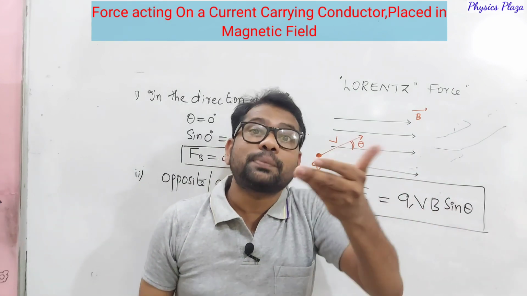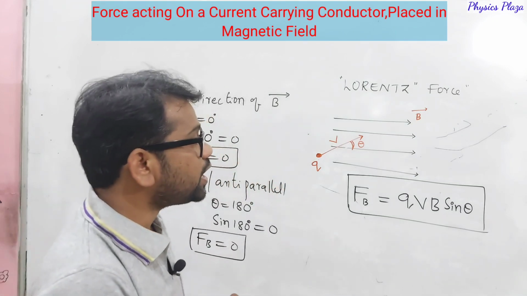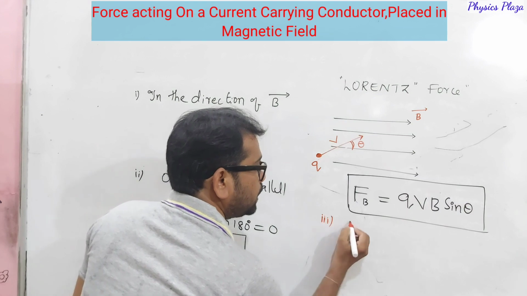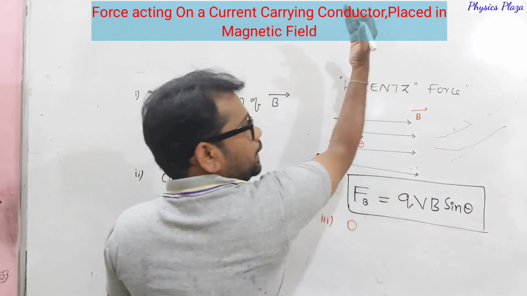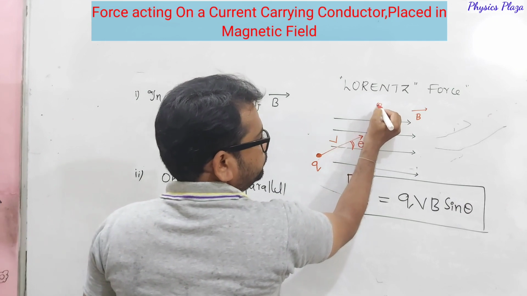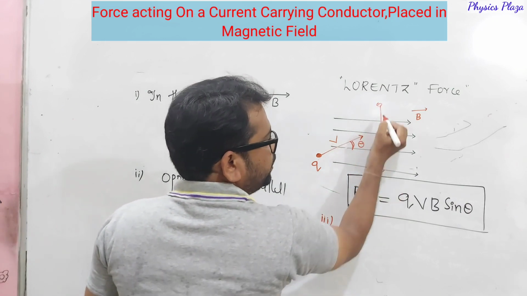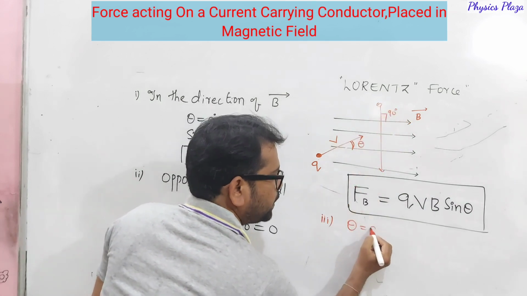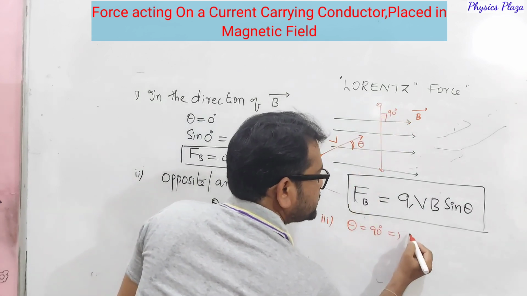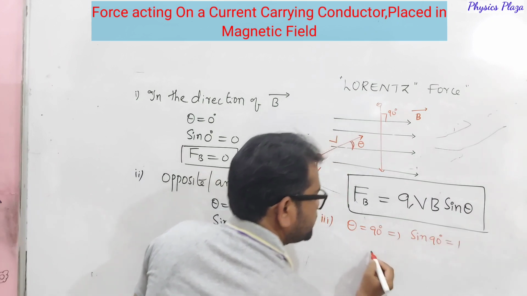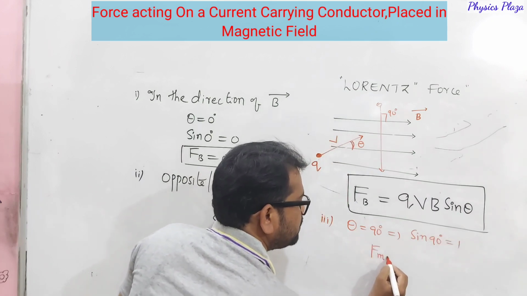But it experiences maximum force, dear children, if the charge is thrown perpendicular, for example either vertically upwards or vertically downwards. Then what is the angle here? 90 degrees. So if theta is equal to 90 degrees, then what happens? Sine 90 degrees will be 1. So then the force will become maximum.